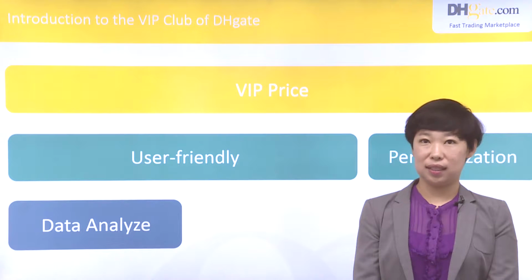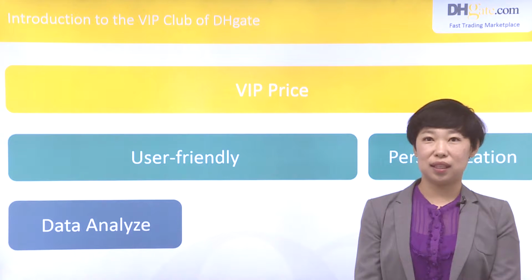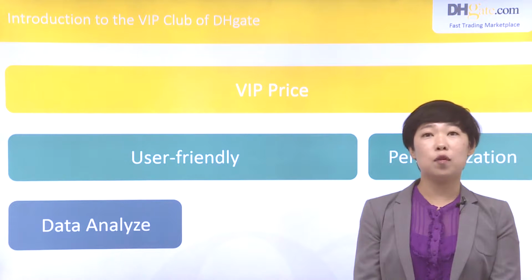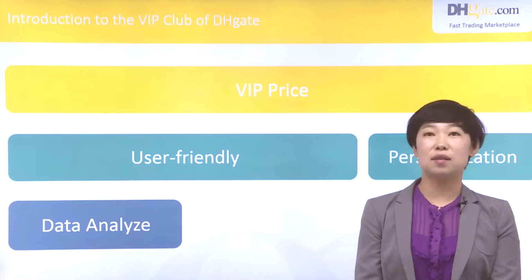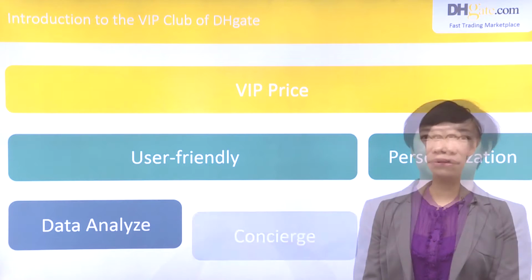R means recency, F means frequency, M means monetary. For example, how often do they purchase during a certain time period? That means frequency. What is their average order size? That means monetary, and so on.